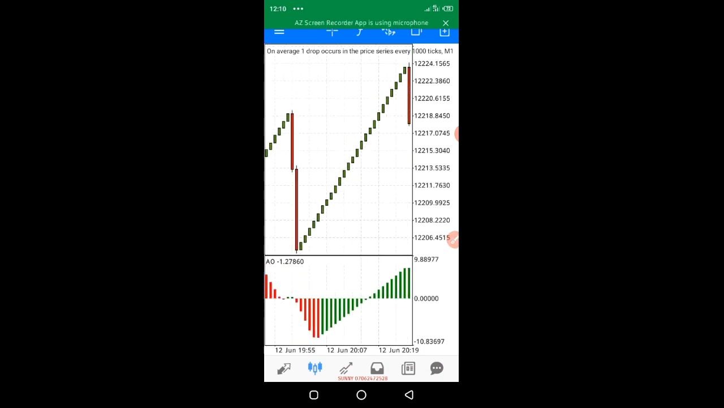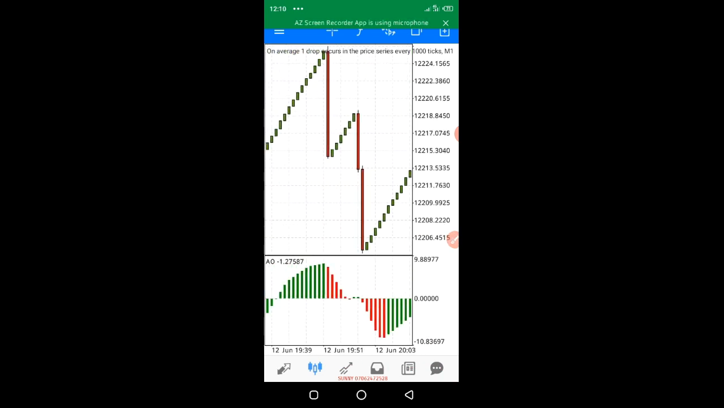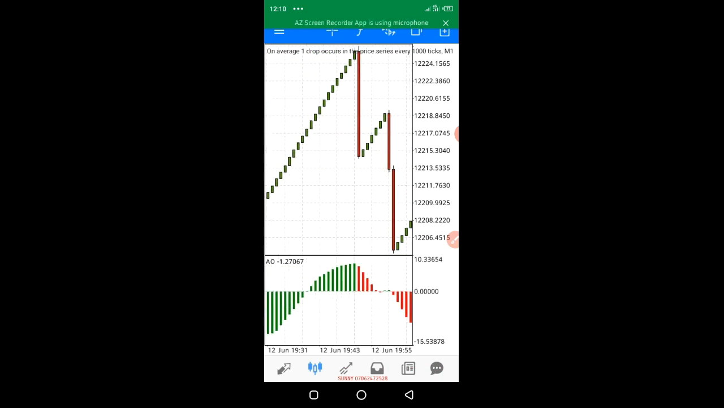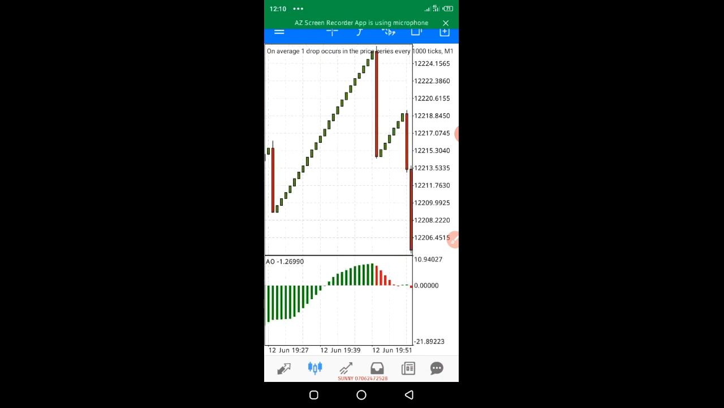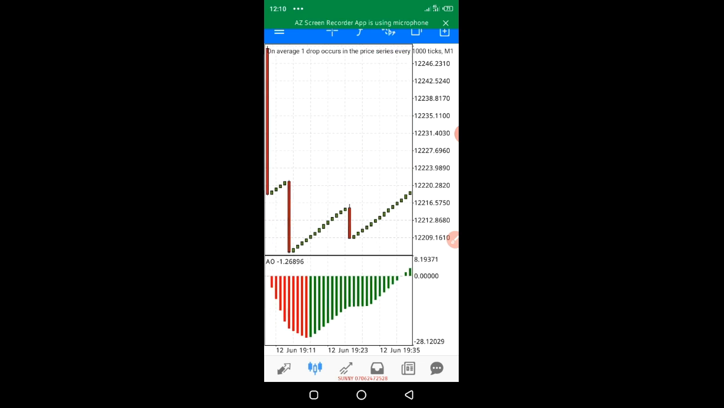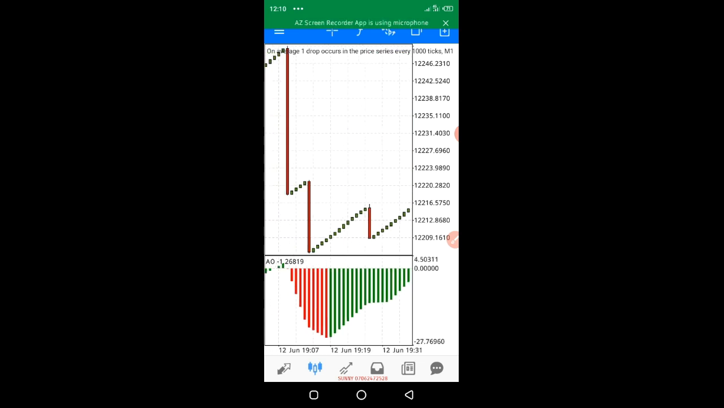So just backtest it by your own self. Look at the spike. After you see a spike, what happened? You see green. You see a red, then green. Look at this spike here. Look at this long spike. I'm talking about this long one here.